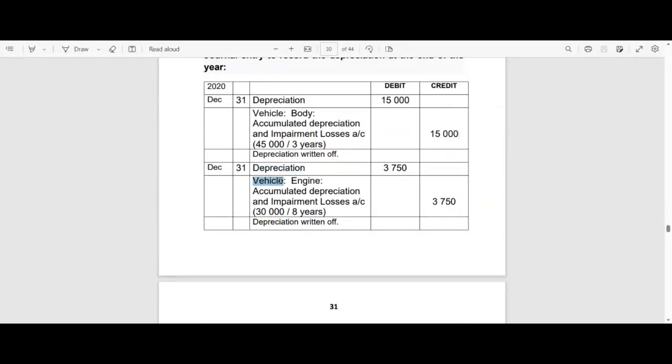Name of the overall asset or category of assets first, which is vehicles. Then secondly, what is the significant part that we are referring to, which in this case is the engine. And then thirdly, what does the account contain? It contains the accumulated depreciation, or if you are using a combined account, the accumulated depreciation and impairment losses.